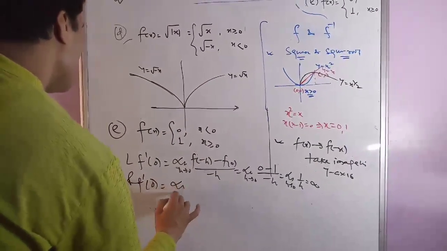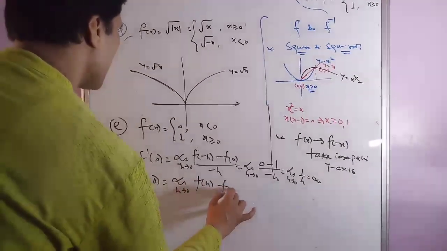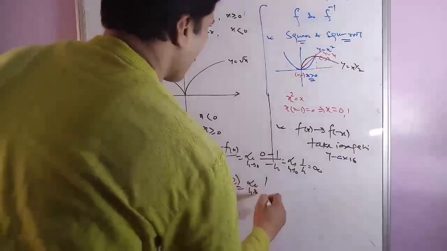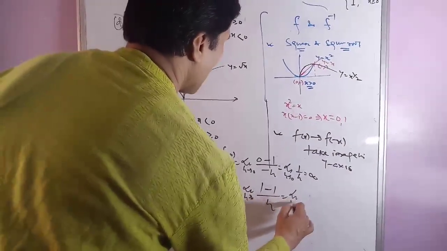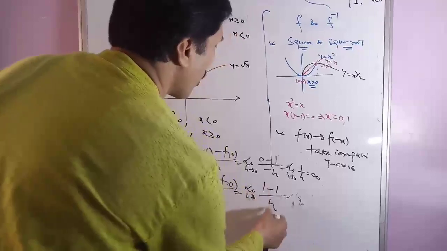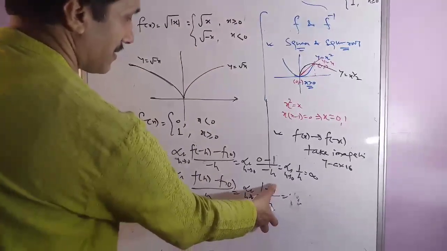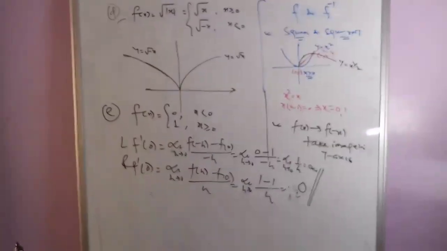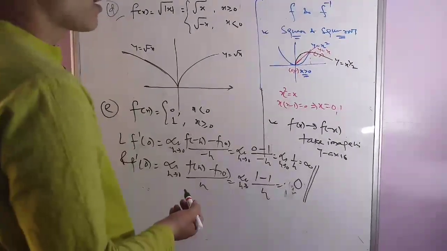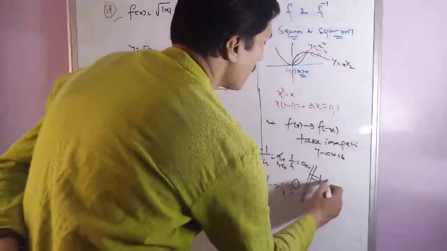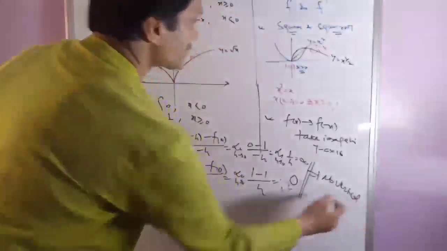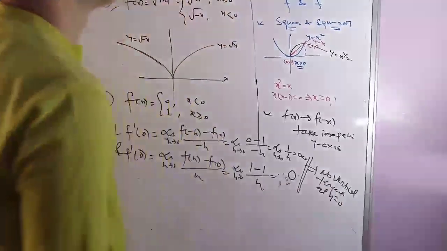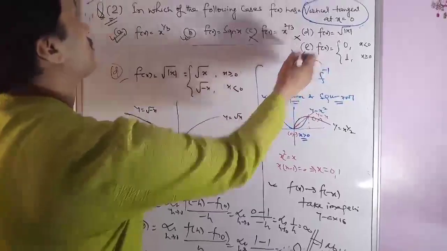Right derivative f dash 0 is limit h tends to 0 of f(h) minus f(0) upon h. For h greater than 0, this is 1 upon h, limit h tends to 0, 0 upon h, 0 upon h tends to 0, this is equal to 0. Both are different, both are not plus infinity, or both are not minus infinity. So no vertical tangent at x equal to 0. So this option is also rejected.